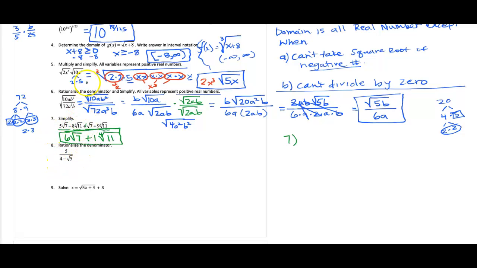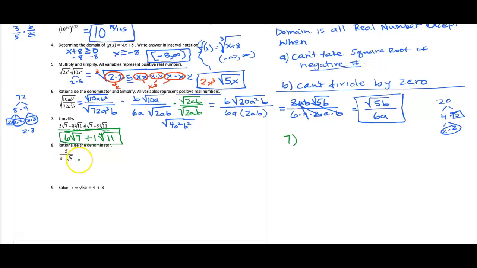So remember, when you're multiplying, you just have to have the same index. But when you're adding or subtracting, not only does the index or the type of root have to be the same, but the stuff inside has to be the same. It's kind of like like terms, like you can only add x's with x's or x squareds with x squareds, right? So we have to have those the same in order to add them.